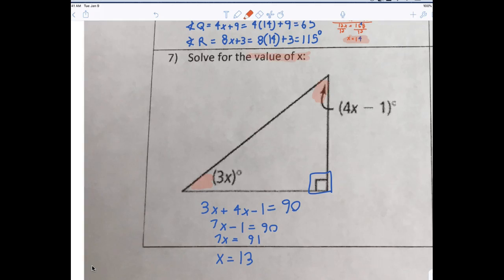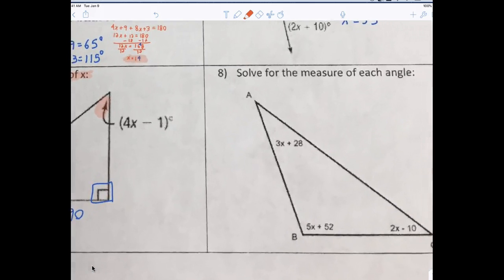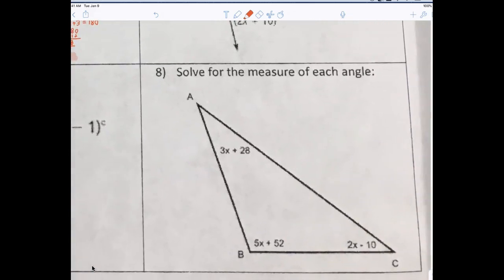Solve for the value of x, and we already got the value of x. So we're done. That's right. Let's check out number 8, the last one. So tell me about number 8. Solve for the measure of each angle.